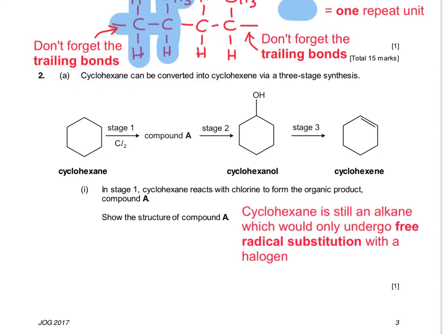If we remember that cyclohexane is still an alkane, like a straight chain alkane, in the sense that it's not another type of functional group, it's just carbon-carbon single bonds but joined up in a ring structure, it's still only going to undergo free radical substitution with a halogen. So therefore, what's going to happen is that you're going to get a substitution of a chlorine onto the cyclohexane ring, a little bit like that. Okay, so let's go to the next page.